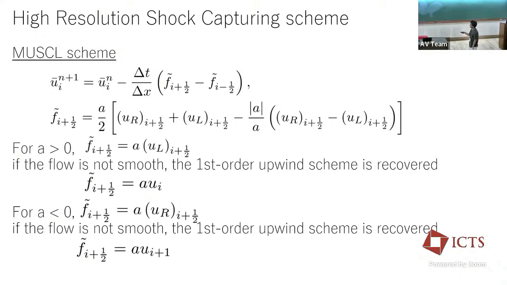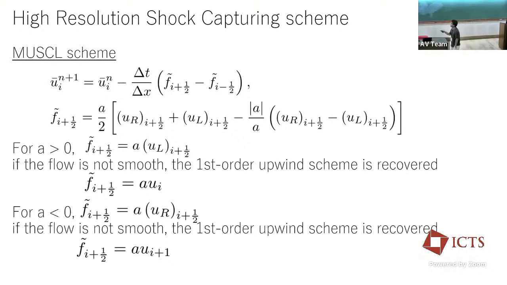So if the flow is not smooth, like shocks or discontinuities, UL is going to be reduced to U_i, which means that this scheme is reduced to the first order upwind scheme, right? The thing is similar for the negative A case. For negative A, this scheme is going to be A times UR at i plus 1/2, sorry. If the flow is not smooth, it's going to be the first order upwind scheme. So it doesn't depend on the sign of A. It's automatically reduced to the first order upwind scheme.